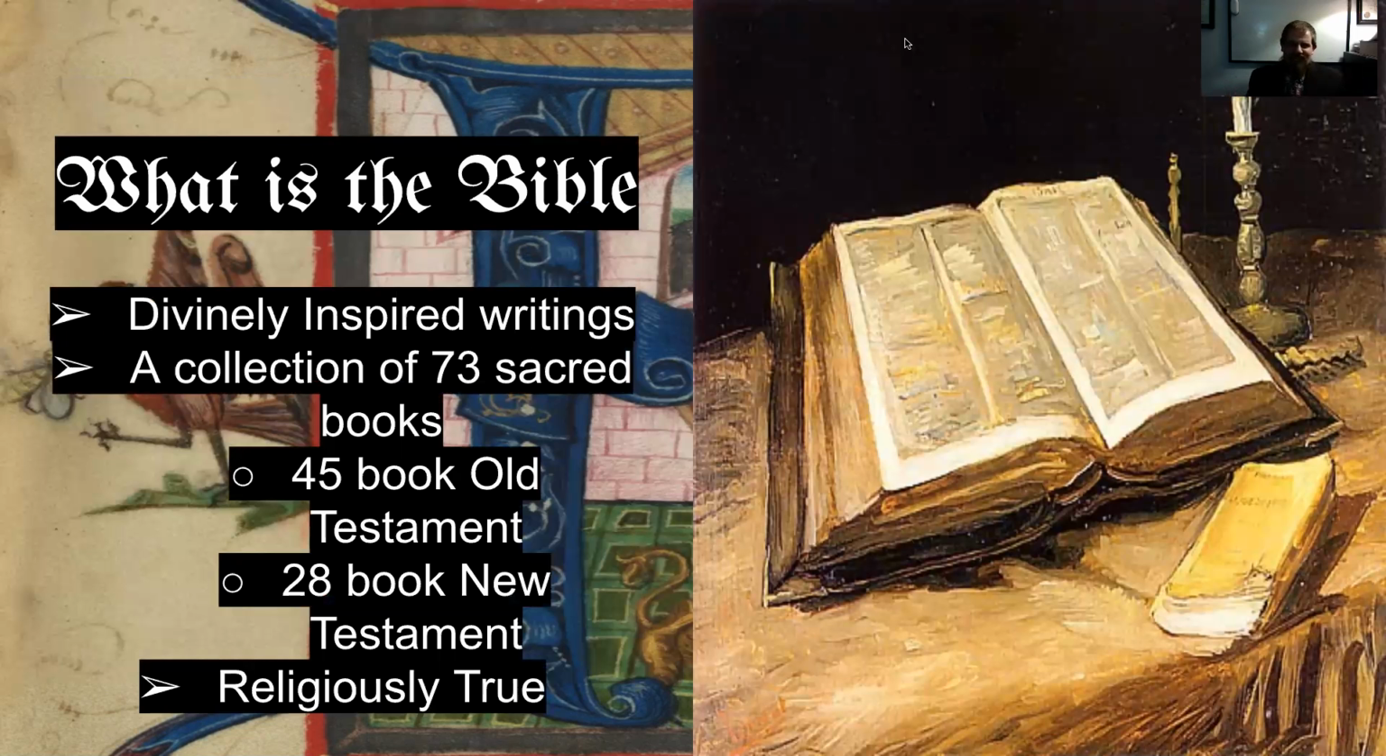The Bible is the divinely inspired writings. It is a collection of 73 sacred books, 45 of which we as Catholics call the Old Testament, 28 of which we call the New Testament. These are held to be religiously true documents.